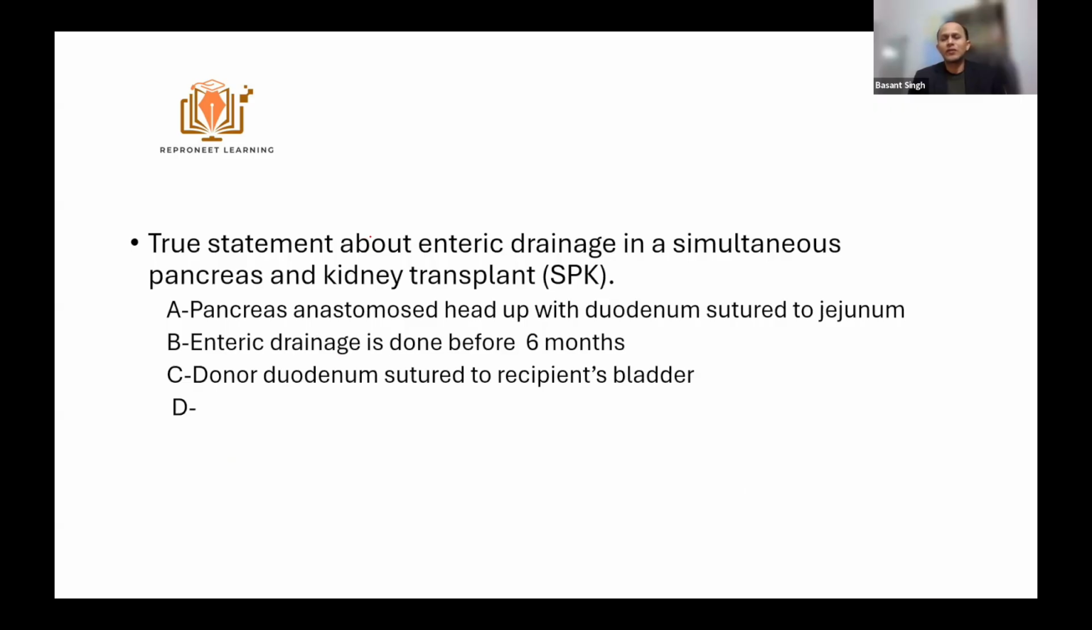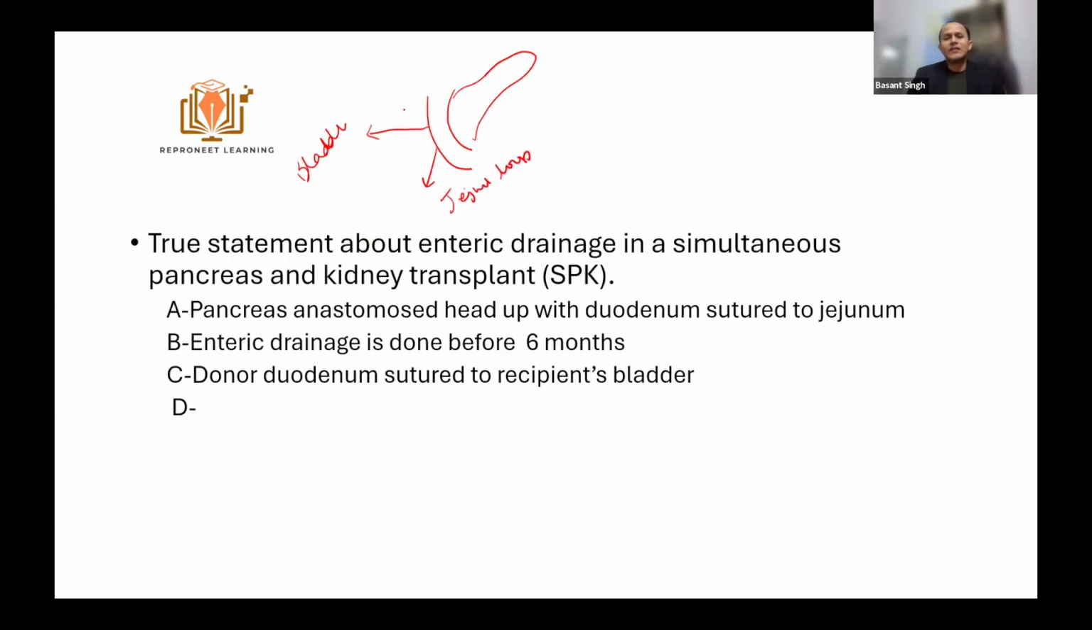Now, there's a question about enteric drainage in pancreas and kidney transplantation. True statement about enteric drainage in simultaneous pancreas and kidney transplantation. Okay. Now, there is a controversy. Suppose we have done a pancreas transplantation and we know that the duodenum comes along with the pancreas like this. Okay. Now, where do you drain this? So we have two options here. Either you can drain this into the bladder or you can drain this into the small bowel. Mostly it is a jejunal loop.